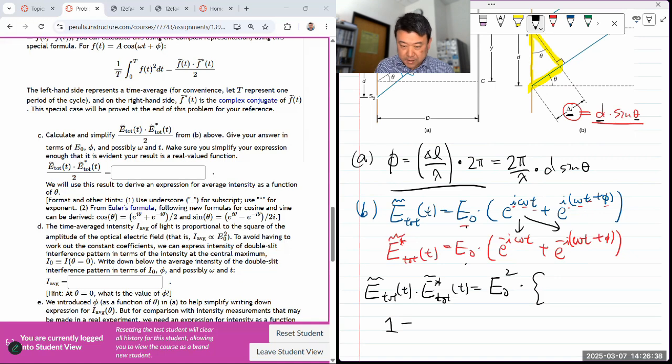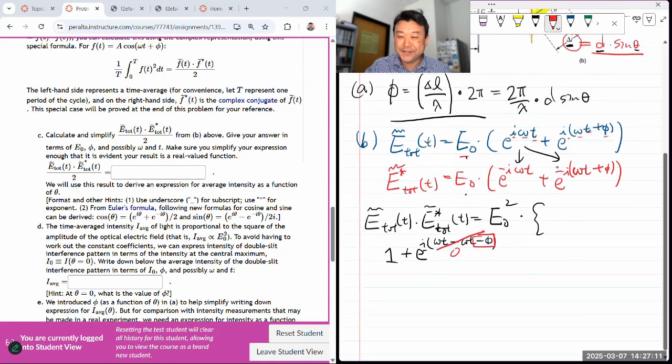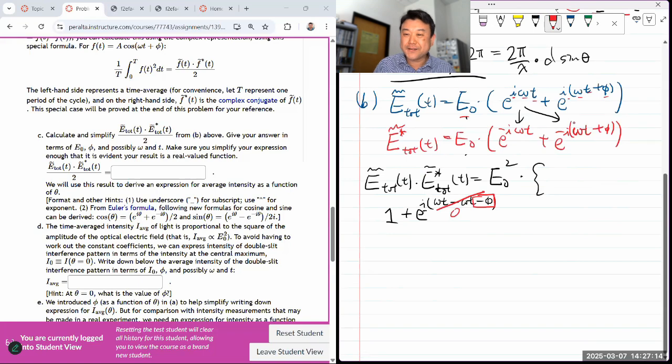Let me just write it out for my own clarity. On the exponent, the products become sums. So it's going to be e to the i omega t minus omega t minus i phi. So what it's going to look like is these two terms cancel, and you'll have e to the minus i phi. Okay, that seems not wrong. Complicated, but not wrong. Let's keep moving.